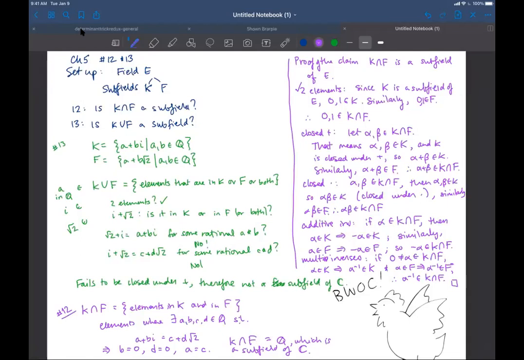We've shown that all 5 things in the subfield theorem hold, and we get that K intersect F is a subfield. Where that broke for the union is I don't ever get to say, like, I could take 2 elements in the union, but I don't necessarily know that they're both in K. So I can't use the fact that K is closed under addition because one of them might not have come from K. And that's where things go a little bit funky here for those. So that is the gist of how you do number 12 and 13.